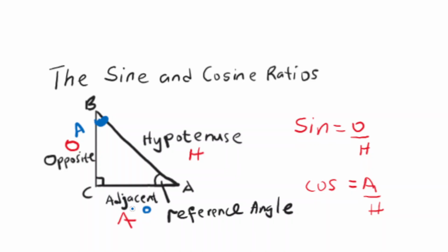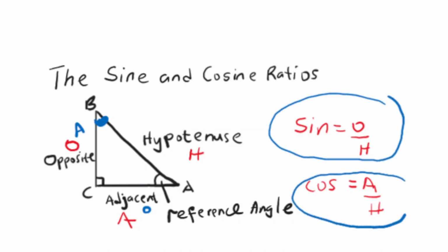The hypotenuse doesn't change. It always stays the same, and it is always the longest side of the triangle. You'll get to know this later on. This is the ratio that we are going to use.